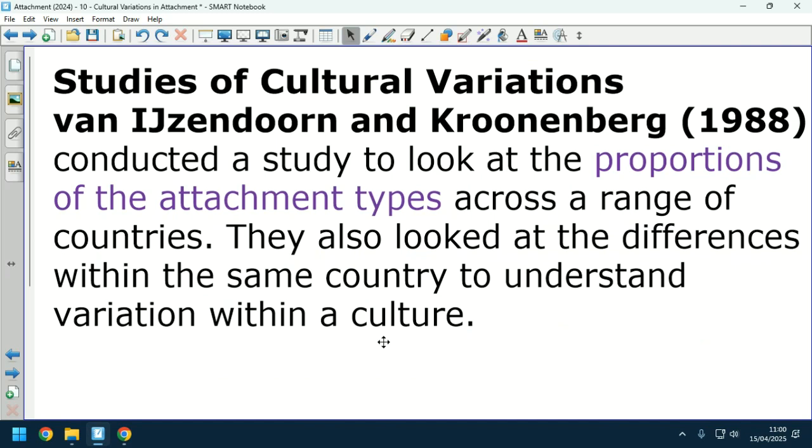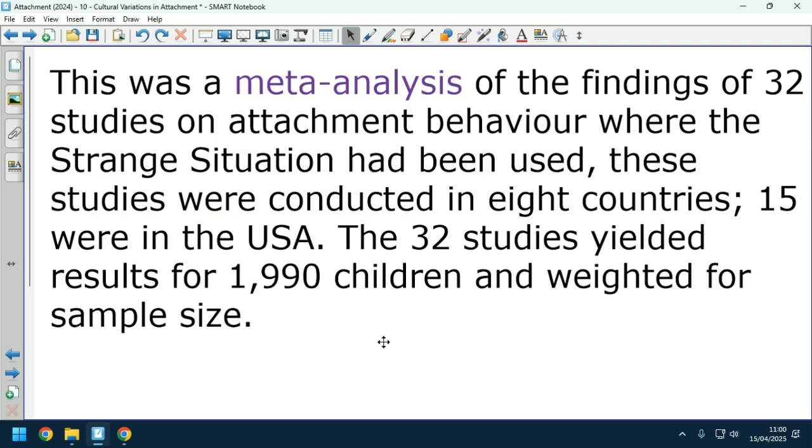Now, looking specifically at Van Ijzendoorn, I focus on the 1988 publication that Van Ijzendoorn did with Kroonenberg. And as I said, they are looking specifically at the proportions of attachments across these different countries. It was a meta-analysis, so that means it's a study of studies, where we know that they were able to find 32 studies that had used the strange situation to determine the attachment type, and that these studies were found across 8 different countries, where we know that 15 of them were in the US, and the rest were across these different countries.